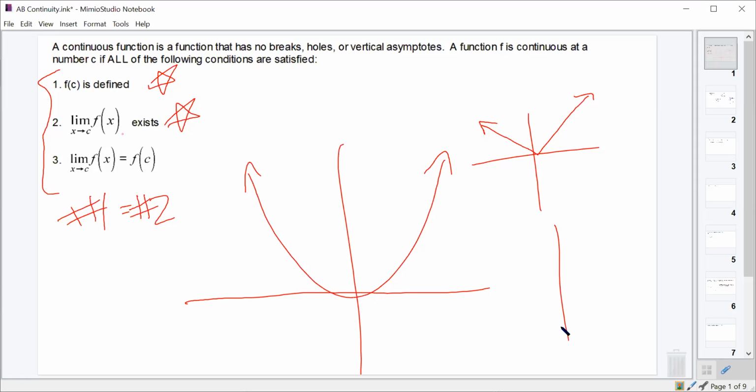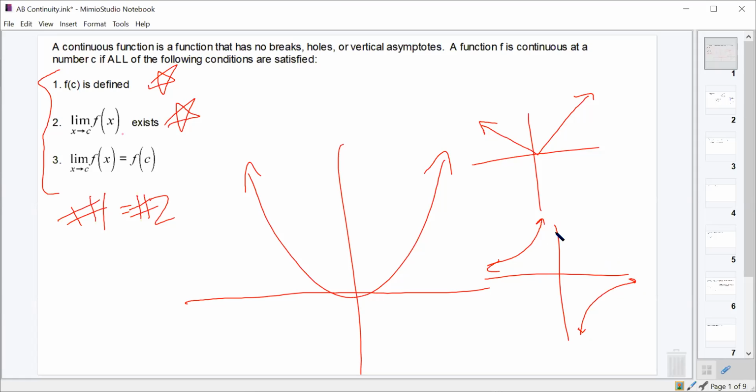But you think about something like a rational function. Maybe it looks like this, let's say. Suppose that at x equals 0, there's an asymptote. We'd go through and say, well, is f of c defined? Is f of 0 defined? No. Right, so done. Function's not continuous at 0. It's not a continuous function for all real numbers. Easy enough?